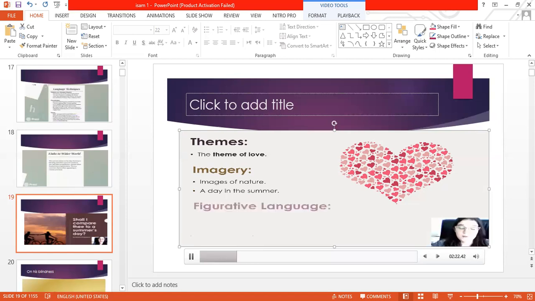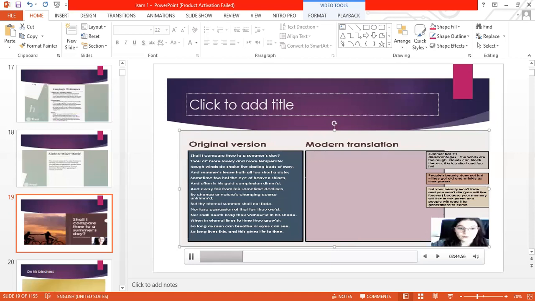Then we have certain figurative language. Okay, the whole poem in this case is an extended metaphor. The poet compares the beauty of his lover to the beauty of a summer's day. So this whole poem is a metaphor comparing the beauty of his lover to the beauty of a summer's day.